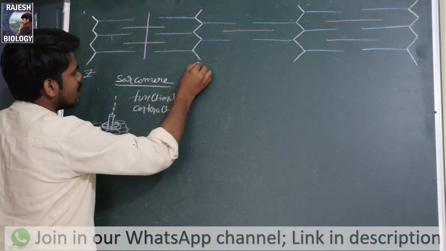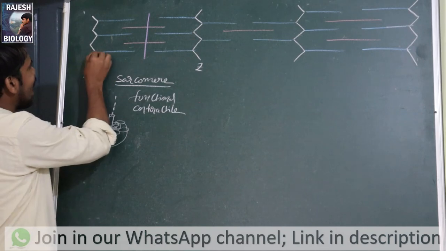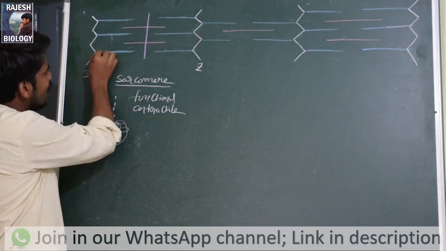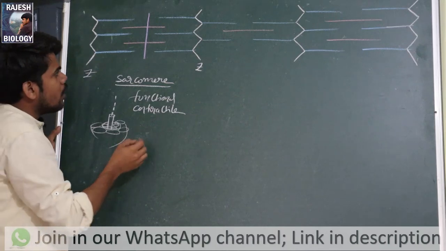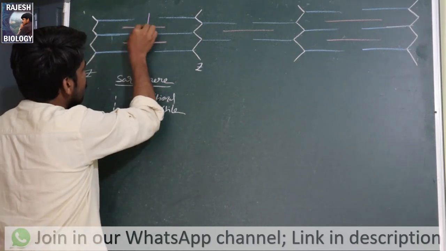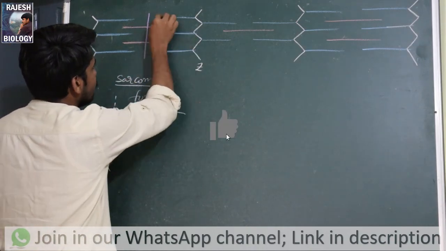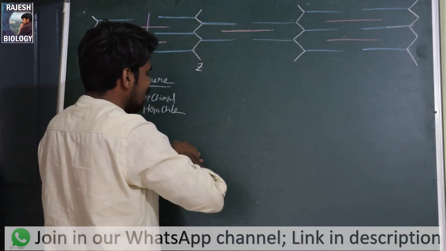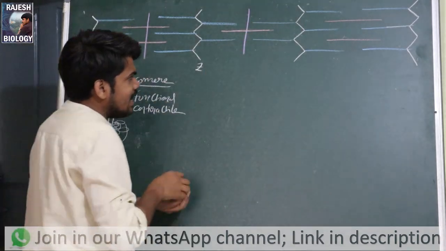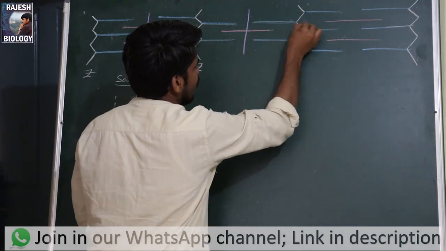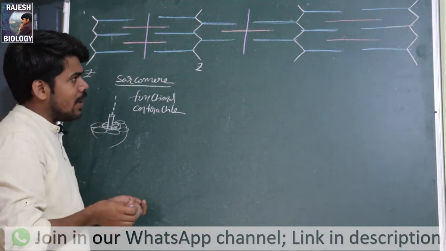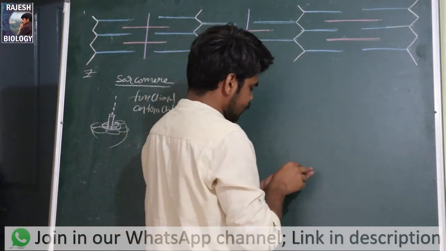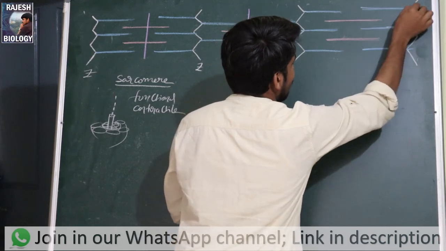What is the sarcomere? Generally the sarcomere has this type of structure. Just imagine this as actin. I already told you that actin and myosin are alternately present on the myofibril. So the blue line is actin, for example, and this red line is myosin. One actin, one myosin. Myosin is also called the thick filament, and actin is called the thin filament. Myosin is nothing but a dark band, and actin forms a light band.